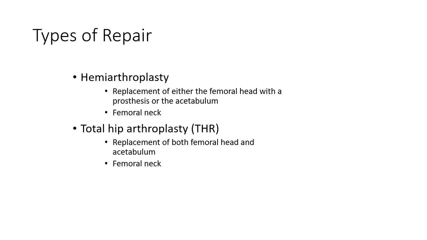The two other types of repairs are hemiarthroplasty and total hip arthroplasty. The hemiarthroplasty is the replacement of the femoral head with the prosthesis, or the replacement of the acetabulum with the prosthesis, and also the femoral neck can be replaced in this. In the total hip arthroplasty, you are replacing the femoral head as well as the acetabulum with the prosthesis, and also you are replacing the femoral neck.